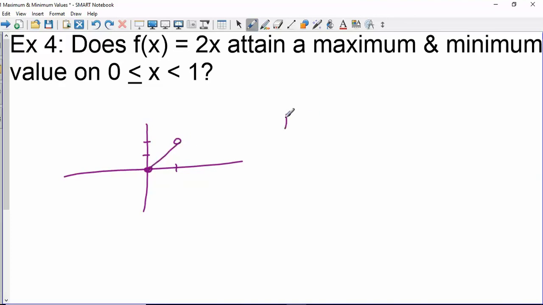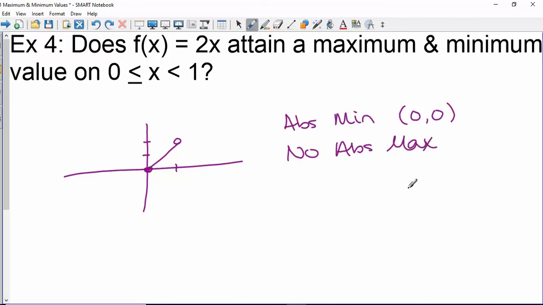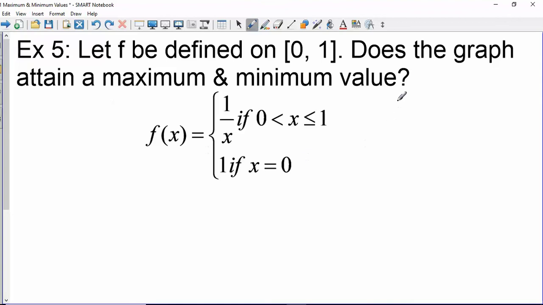When you plug in 1, you get 2, but what kind of circle would that be? Open. So this graph has an absolute minimum at 0, 0, but no absolute maximum because that interval isn't closed. So we do have to have the closed interval for it to work. That's one of the two conditions. The second condition was that the function had to be continuous, so I want to show you why that's necessary, and then I'm going to stop for today.